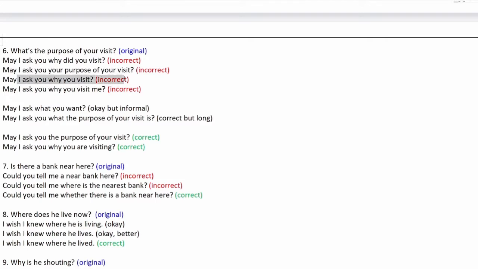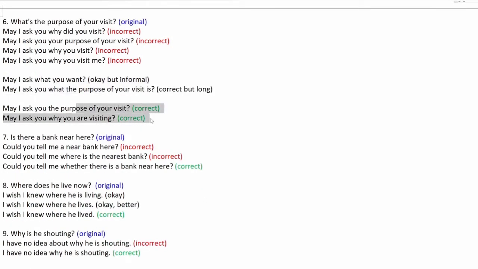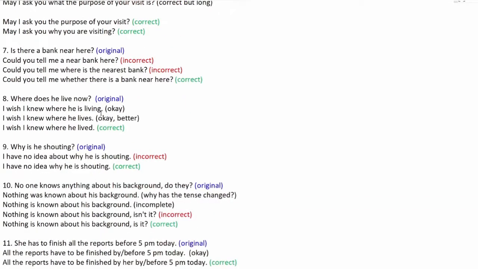May I ask you why you visit? It's not grammatically incorrect, but you change the tense. We change the tense, you change the meaning. May I ask you why you visit me? Okay, also not really correct. May I ask you what you want? Okay, that's all right, but it's informal. May I ask you what the purpose of your visit is? Okay, that's correct, but it's too long. So may I ask you the purpose of your visit, or may I ask you why you're visiting? Both of these are very good sentences. So these are correct, even though these are okay. The last two are green, and the ones that are green are correct.